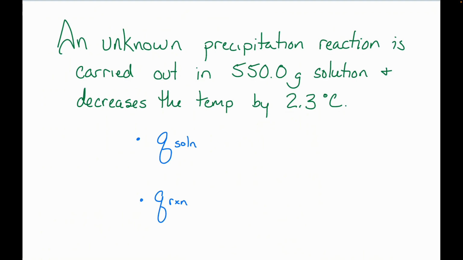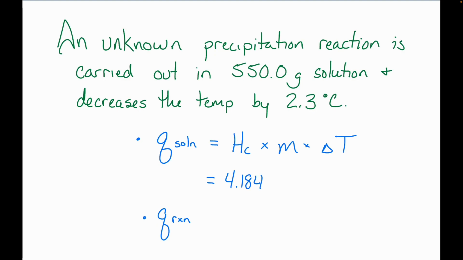All right, so our Q solution is equal to the heat capacity of that solution times the mass of the solution times the change in temperature of that solution. What is the heat capacity of this solution? What are we going to look up on our constants page? Water, because every solution is vast majority water molecules. So that would be that same 4.184 joules per gram degrees Celsius multiplied by that mass of 550 grams.